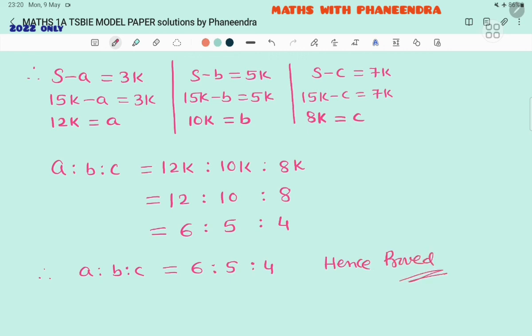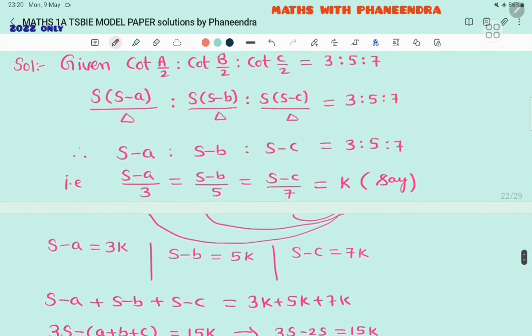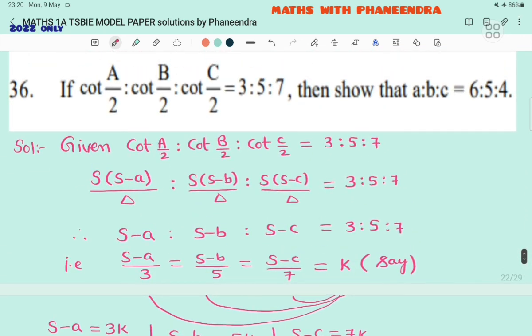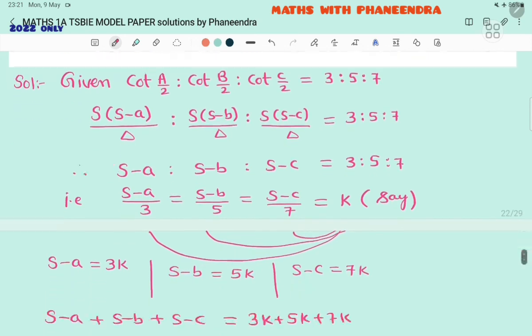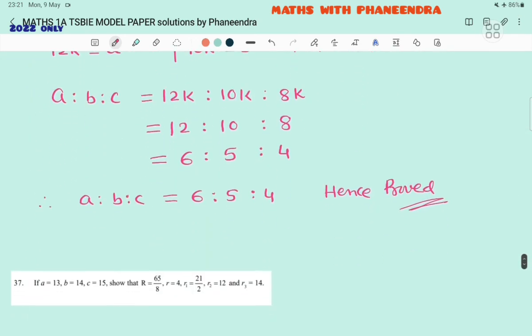I hope you understand, students. Once again, I will scroll on. Only based on the formula: cot A by 2 is S into S minus A by delta, cot B by 2 is S into S minus B by delta, cot C by 2 is S into S minus C by delta. In all three terms, S by delta is common and cancels, and taking that ratio we'll get it.